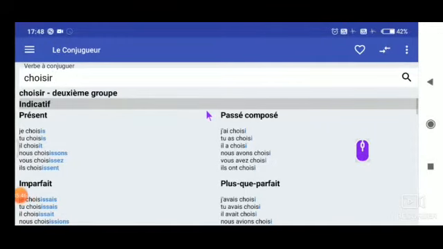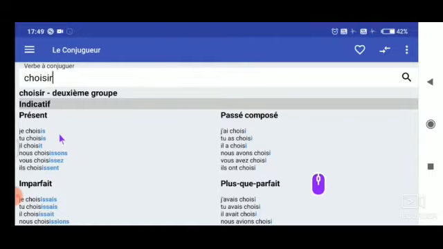There is the conjugation for the choisir verb. In the book they have given SS, T, SSONS, SSEZ, SSENT. Both are correct. Just take out the R and add SSONS, SSEZ, SSENT. So I'll read out the verbs once. Je choisis, tu choisis, il choisit, nous choisissons, vous choisissez, ils choisissent.